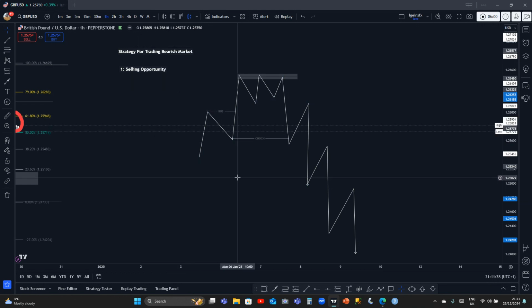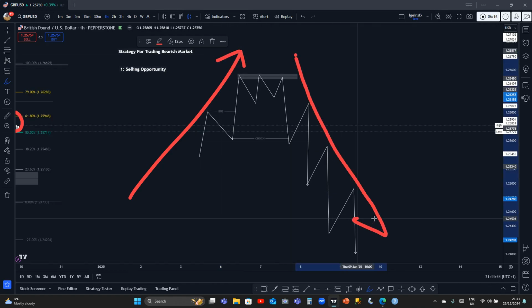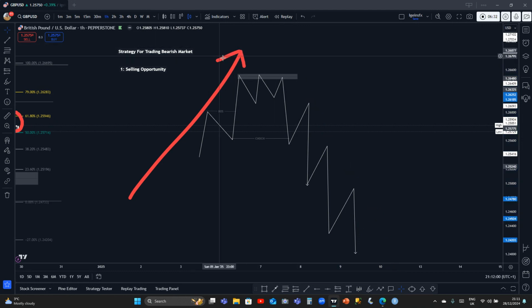Now, the only time we will say, okay, price action has resumed a bearish trend, it has changed from a bullish trend to a bearish trend, is after the change of character has happened. That is when you can say that a trend has changed.